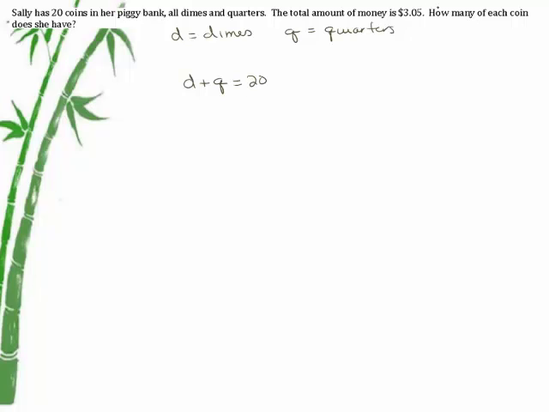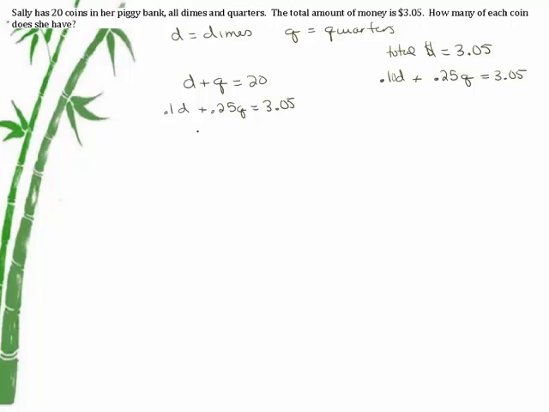Now the total amount of money is $3.05. Well, dimes are worth 10 cents, so we do 10 cents D, so the 0 doesn't really matter, but if you want to put it on there, you can. And quarters are 25 cents. Well, you add those together and you get the $3.05. So 0.1D plus 0.25Q is equal to 3.05.